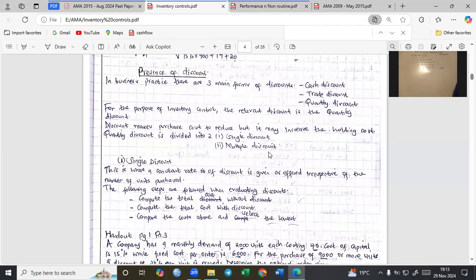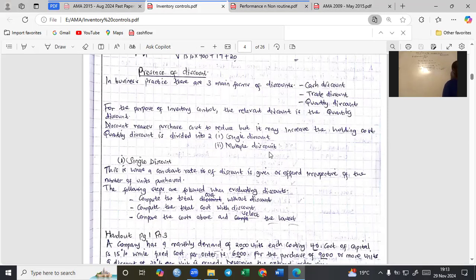Now, discount makes purchase cost to reduce, but it may increase the holding cost. Now, wakati unapewa more discount, you might decide to buy more goods on bulk. So when you buy more goods on bulk, it means your purchase cost will reduce, or the total purchases will reduce because of the discount. But because you shall have more material in the stock to hold, then you shall incur more holding cost. Utaandika more stockkeepers. So holding cost will increase, but the purchase cost will reduce.